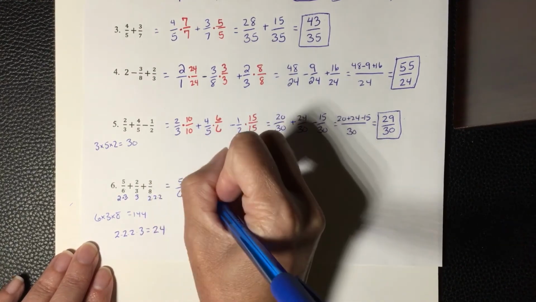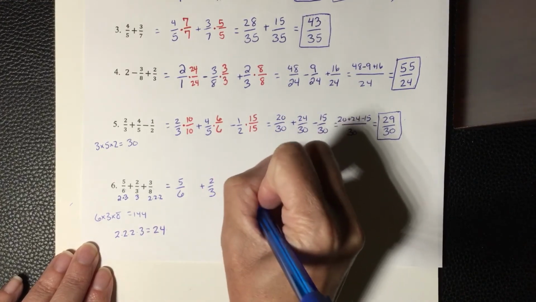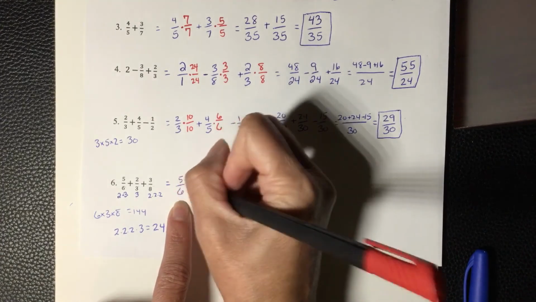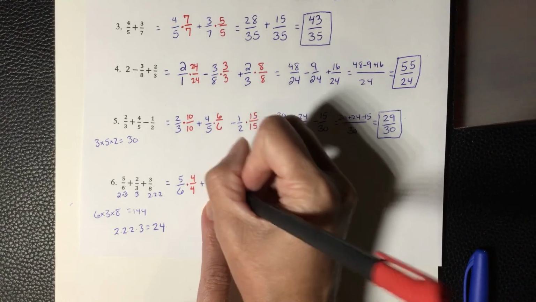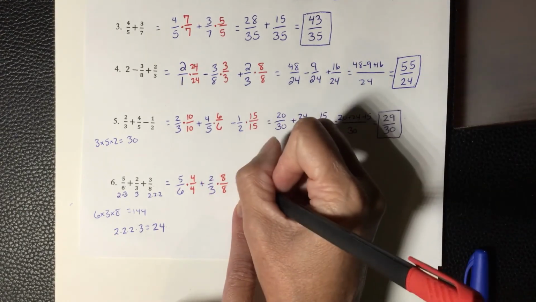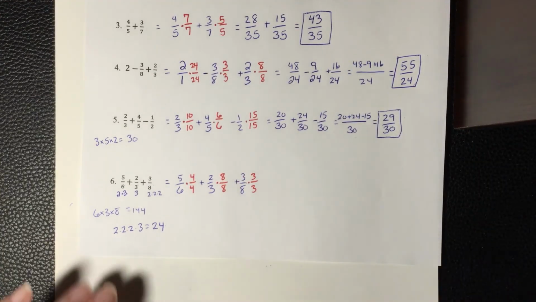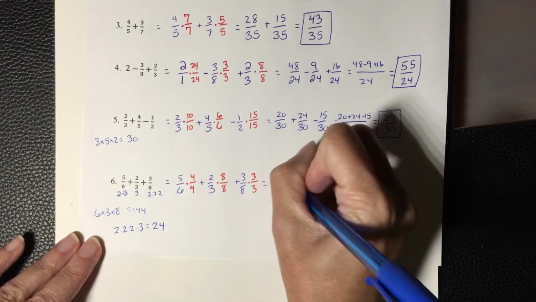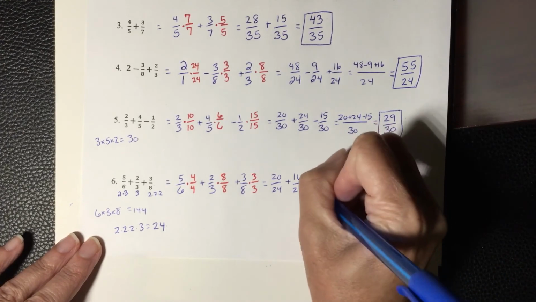All right, so I'm going to rewrite this with a little bit of space. My goal is to get a 24. So my first fraction, I need a 4 here, so 4 over 4. 3 times 8 is 24. So 8 over 8 here. Here I need a 3. So I'll multiply by 3 over 3. So I get 20 over 24 plus 16 over 24 plus 9 over 24.